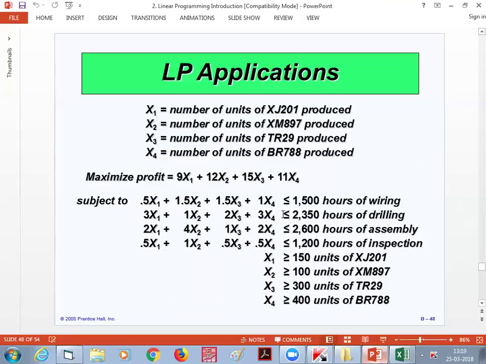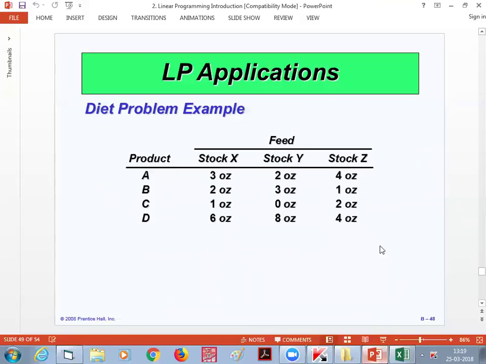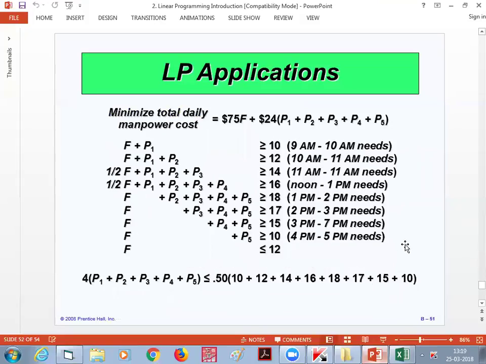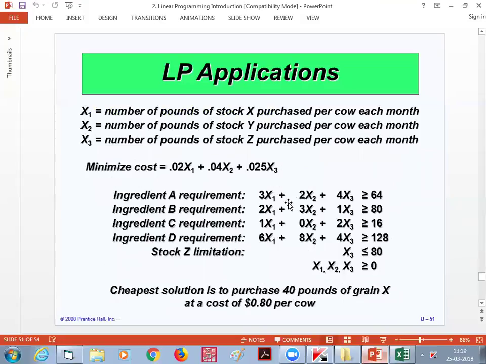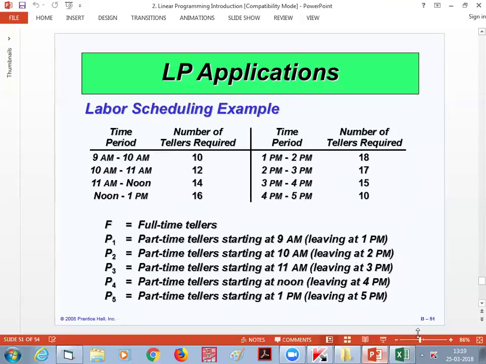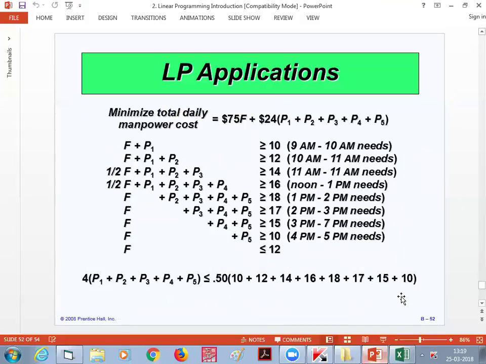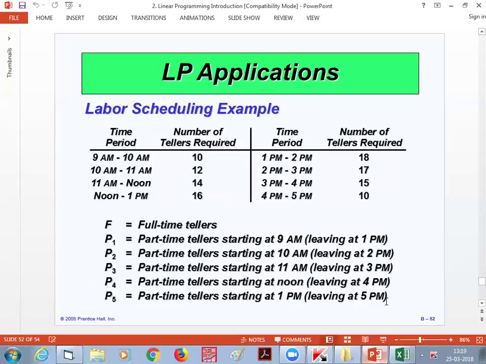Oh, they've formulated it. Yes. Okay, same thing. All right, here's a diet problem. Same type of thing. This is interesting. Okay, so let's try a labor scheduling problem. So what is the minimum? Minimum is full time.